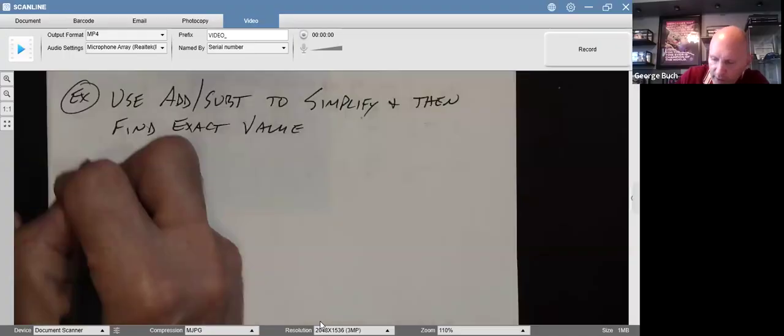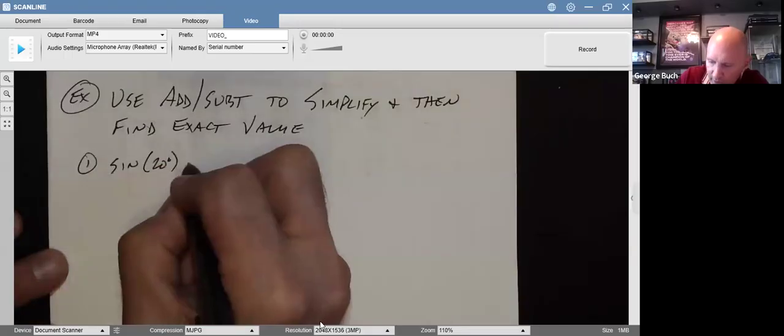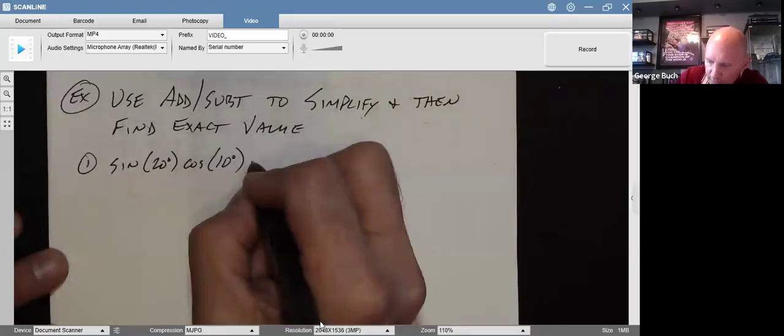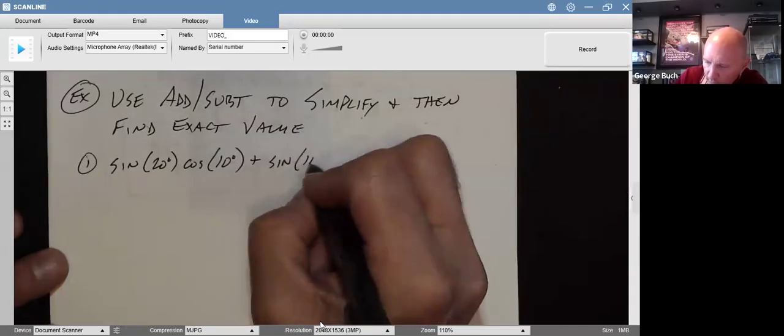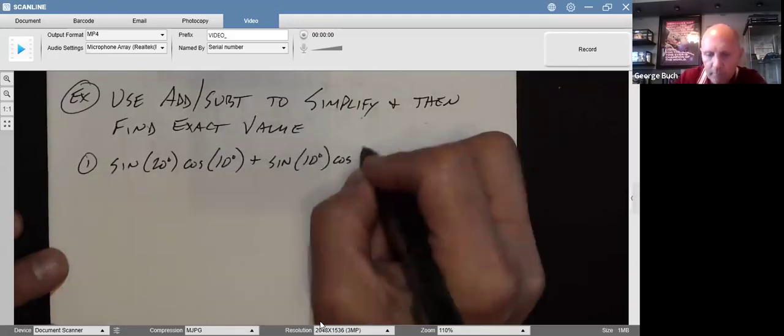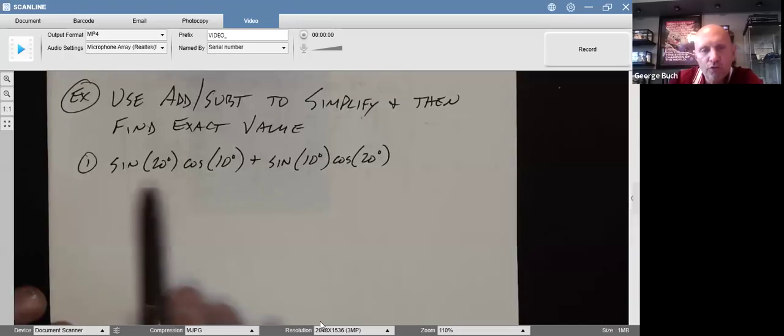So the first one, if I have sine of 20 times cosine of 10 plus sine of 10 degrees times cosine of 20. Well, remember, I told you guys it was like two-way implications. You could go left to right, right to left. What I want to know now is which of my sum and difference formulas has, never mind the angles, don't worry about that, which formula has the form sine cosine plus sine cosine?